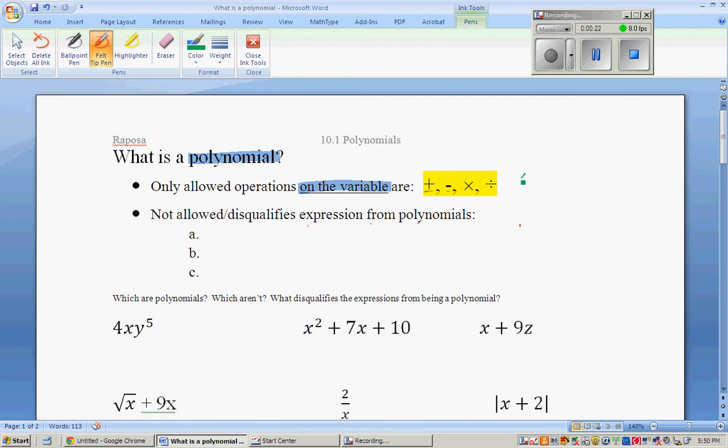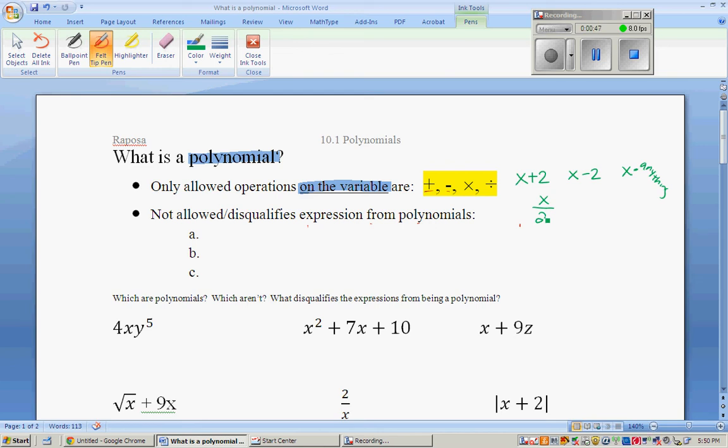So what that means is you can take your variable, like x, and you can add 2 to it if you want. You could subtract something from it if you wanted to. You could take x and you could multiply it times anything in the universe you want, times anything. And you can take x and you can divide by a number. All of these would be polynomials.